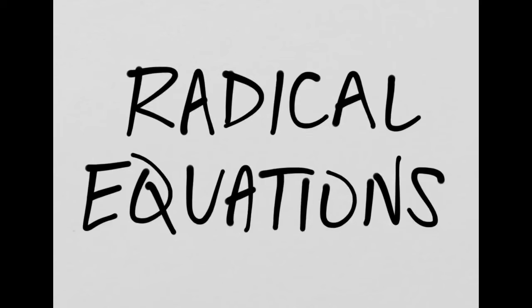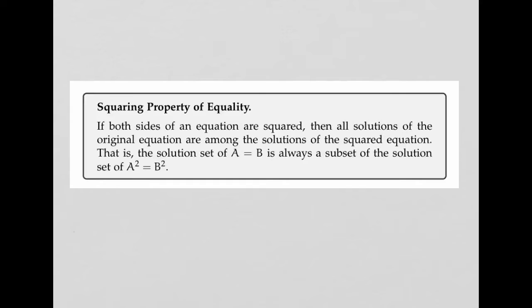This video is about solving radical equations. To solve radical equations, it's crucial that we know the squaring property of equality. This property states that if both sides of an equation are squared, then all of the solutions of the original equation are among the solutions of the squared equation.